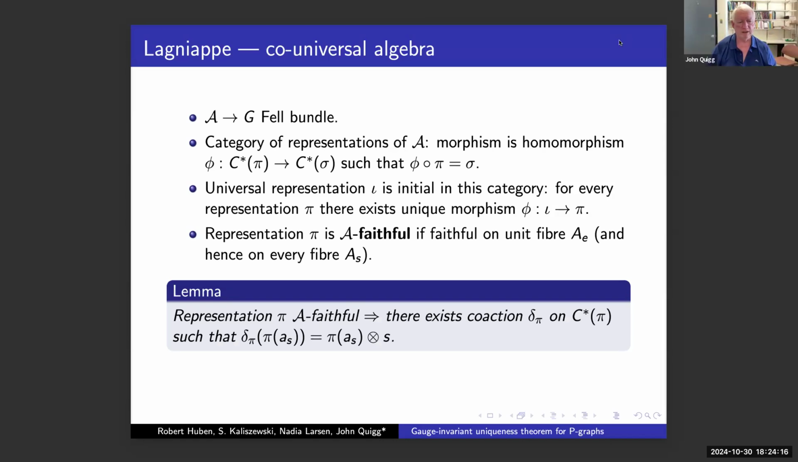And then we have this lemma. A representation pi of the Fell bundle A is faithful if and only if there's a coaction on the C-star algebra generated by pi that is compatible with the canonical coaction on the Fell bundle. The coaction takes the image pi of some element A sub S in the fiber over S to pi of A sub S tensor S, just like the dual coaction would. So in particular, the canonical coaction on the C-star algebra of the Fell bundle is the coaction associated to the universal representation iota.